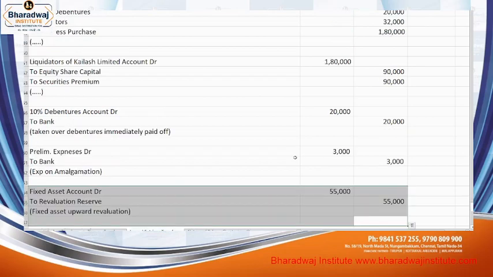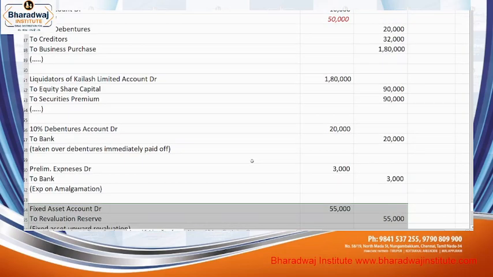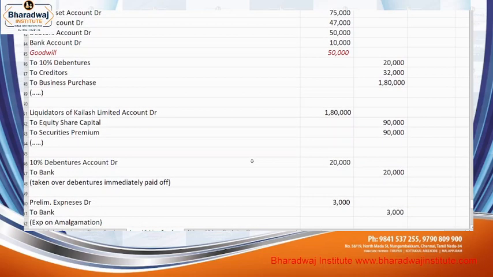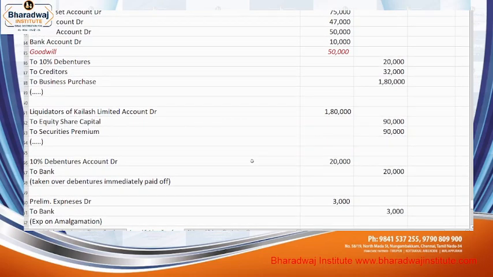What entry will we pass? Fixed assets account after revaluation reserve. Fixed assets account to which account? Revaluation reserve account, to record the upward revaluation of fixed assets. Revaluation account.